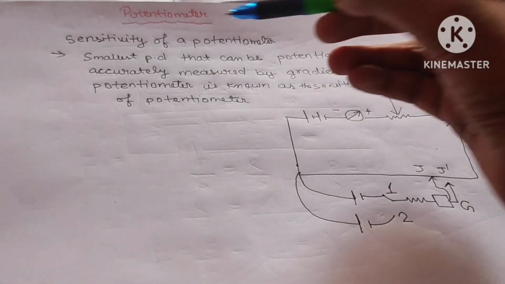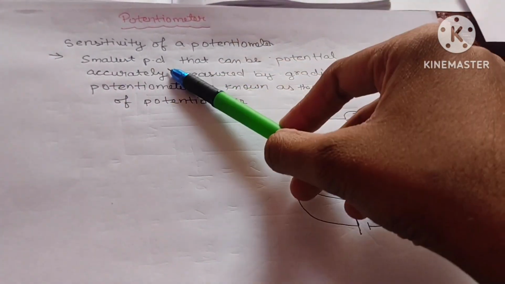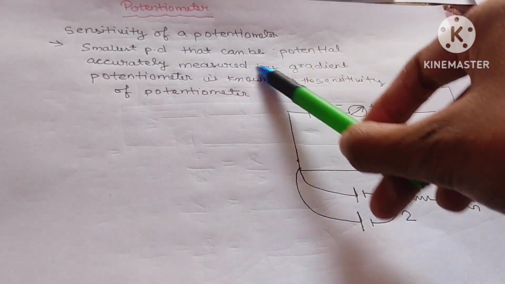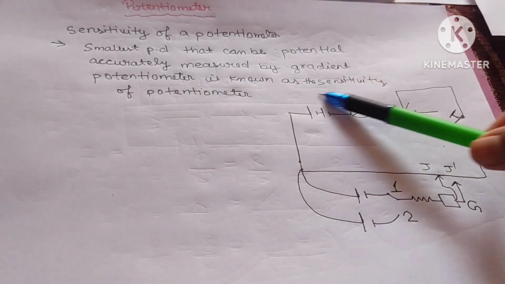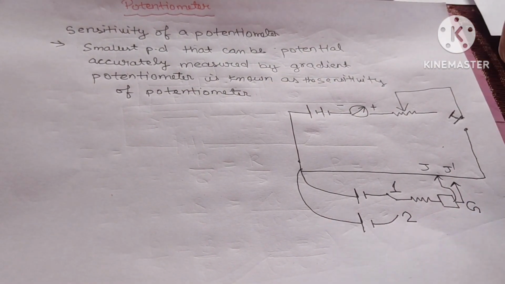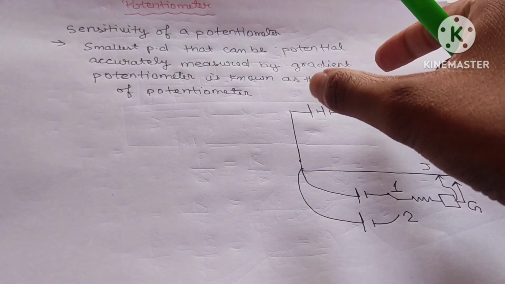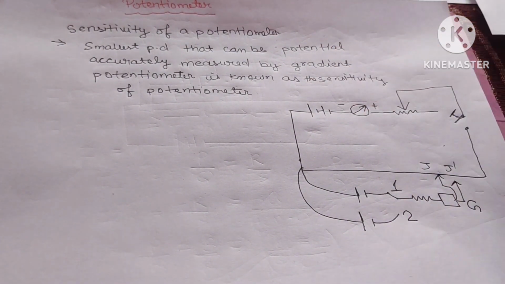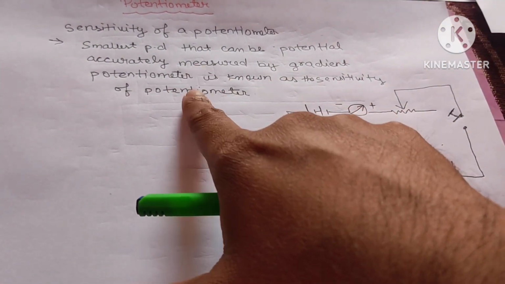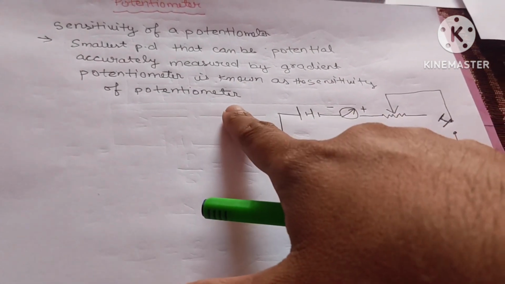Hello friends, today we'll learn about the sensitivity of a potentiometer. It is the smallest potential difference that can be accurately measured by the potential gradient, and this is known as the sensitivity of the potentiometer. Meaning it will give the smallest accurate value of the potential difference, which is measured by the potential gradient.